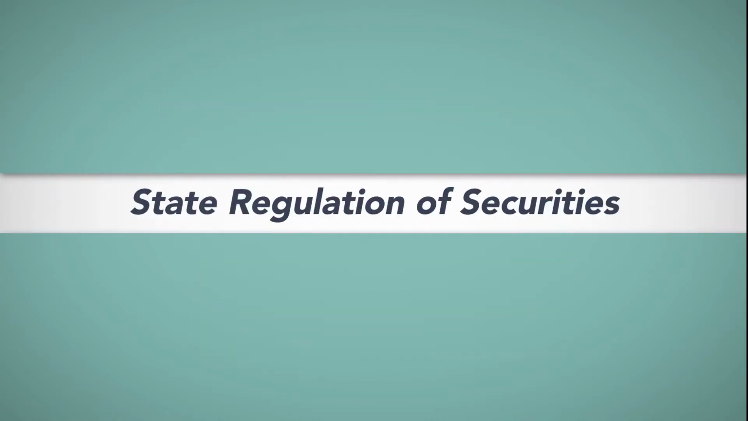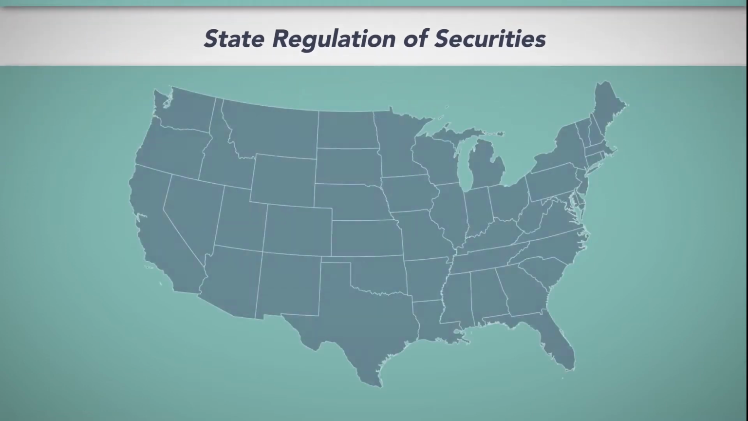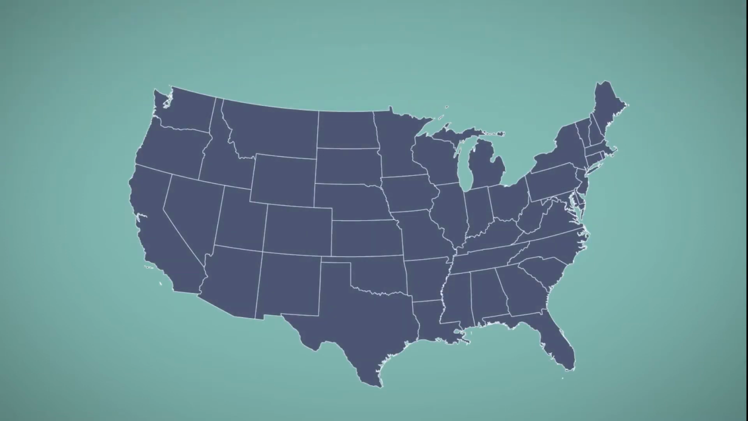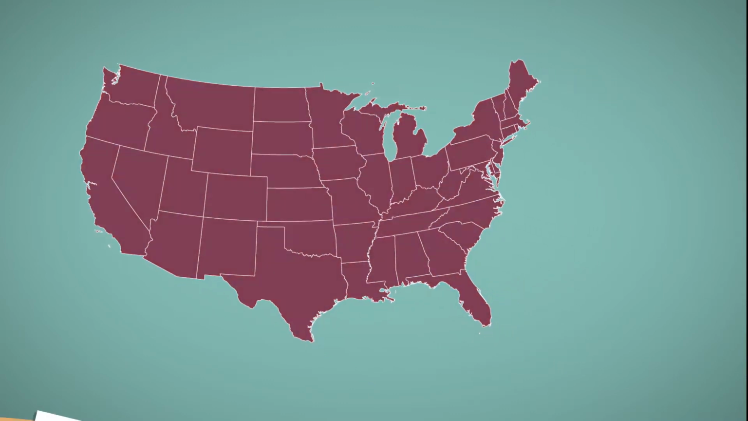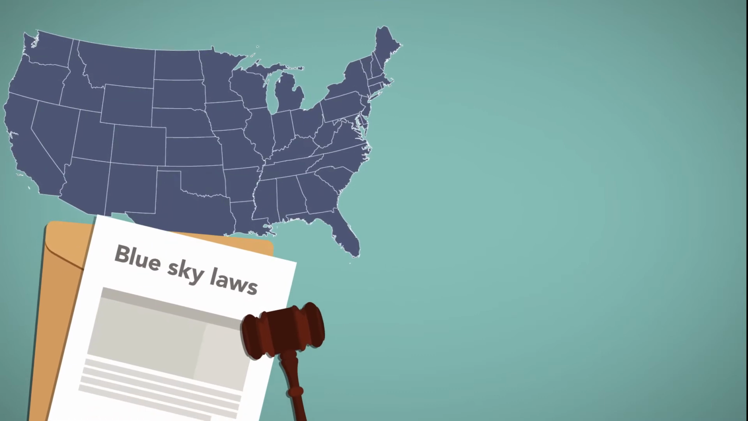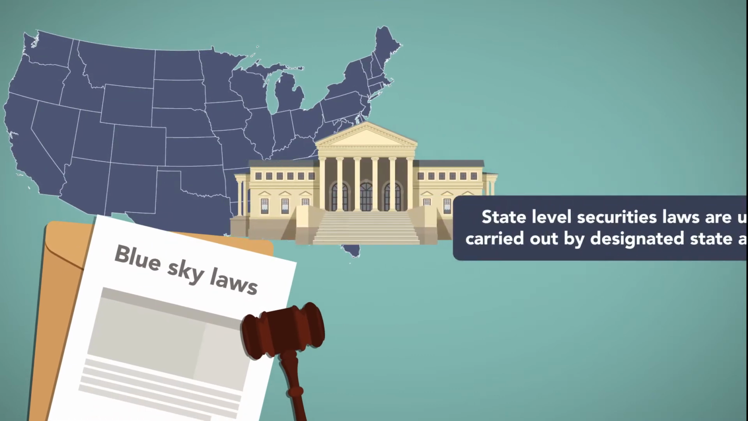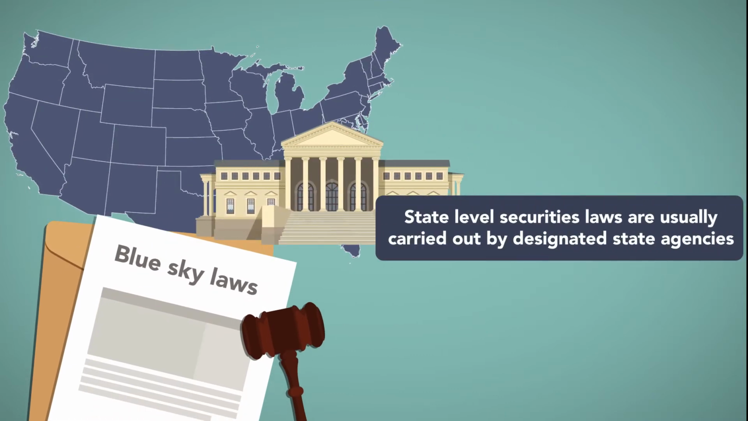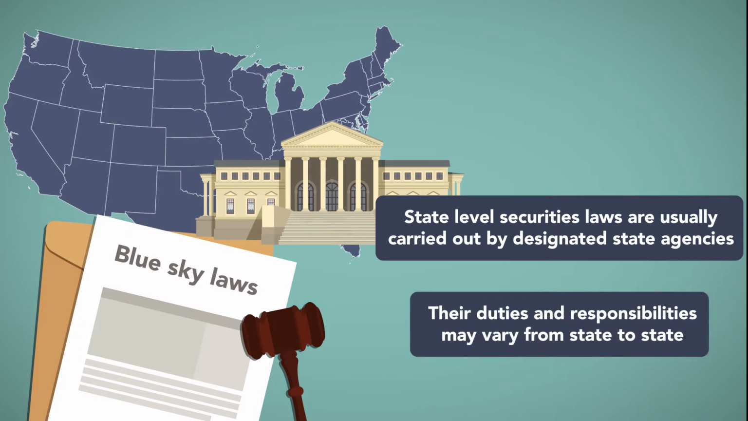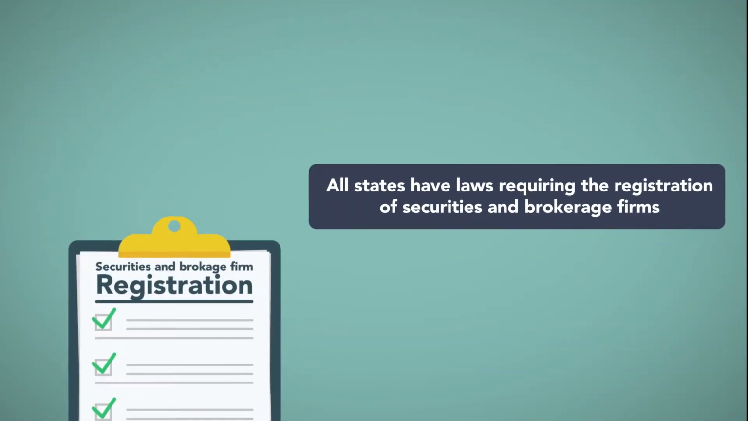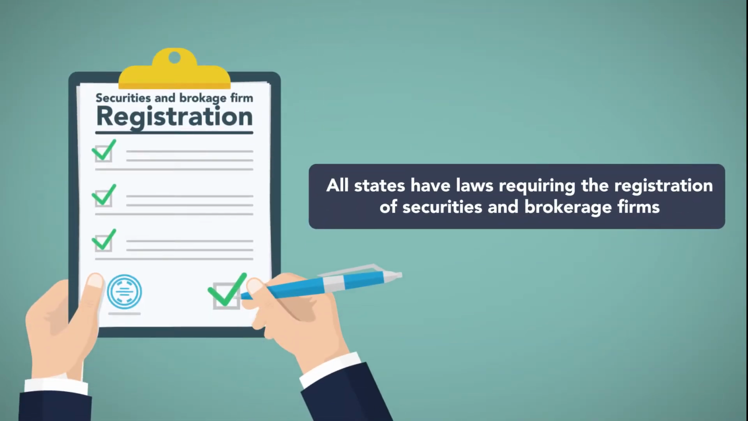State regulation of securities. States can also regulate the securities industry's activities within their state. Currently, all 50 states have adopted securities laws, referred to as blue sky laws. Enforcement of state-level securities laws are usually carried out by designated state agencies, though their duties and responsibilities may vary from state to state. Moreover, all states have laws requiring the registration of securities and brokerage firms.